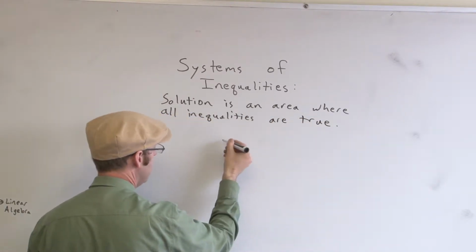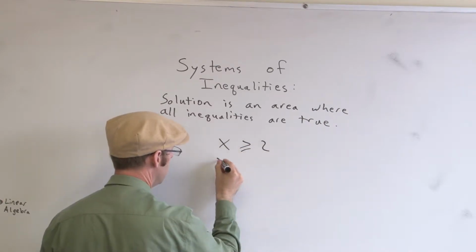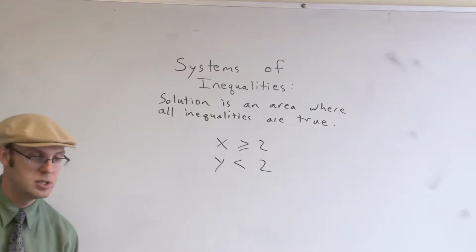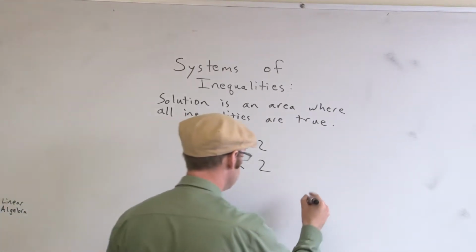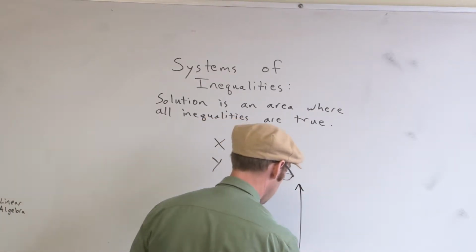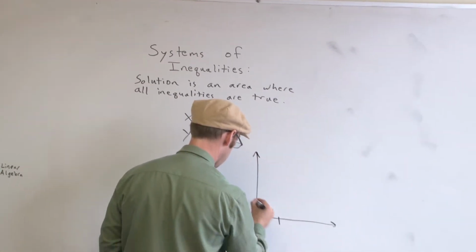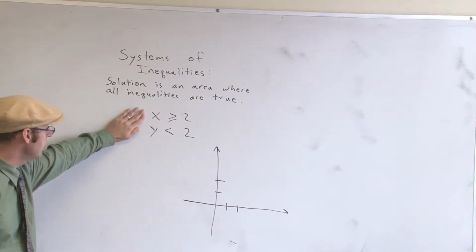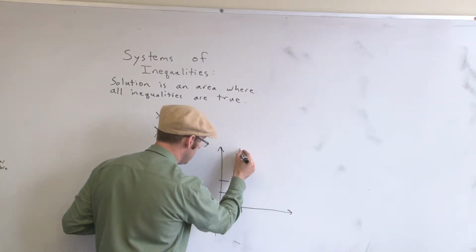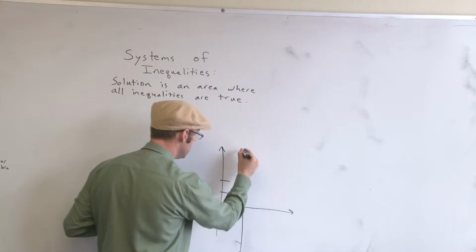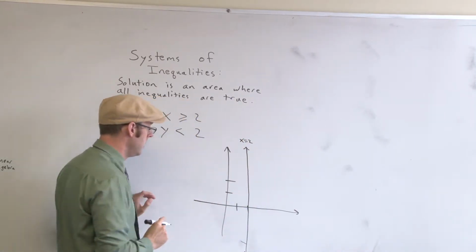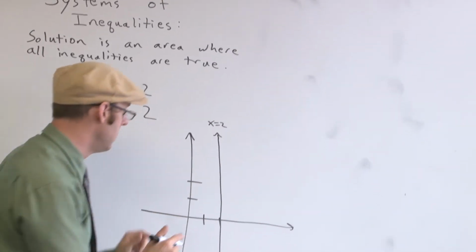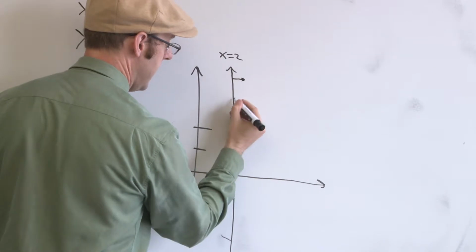So for example, let's say I had this simple system: x is greater than or equal to 2, and y is less than 2. Well, the set of all numbers that have an x value greater than or equal to 2, this is the line x equals 2, and if I want x greater than or equal to 2, I want everything on that side of that line. So I want everything in that direction.